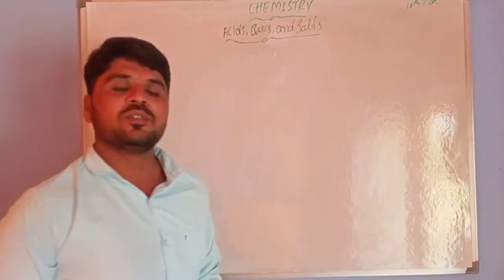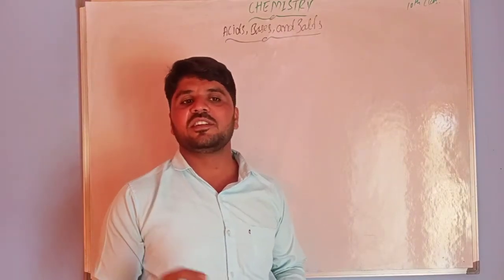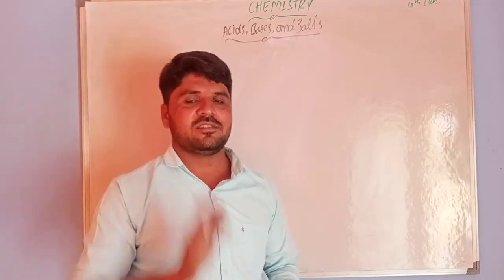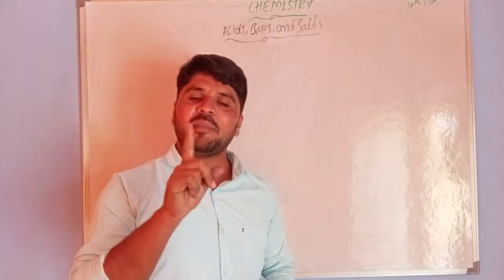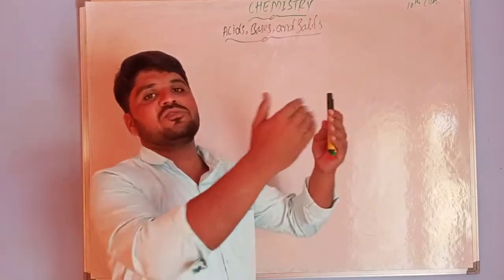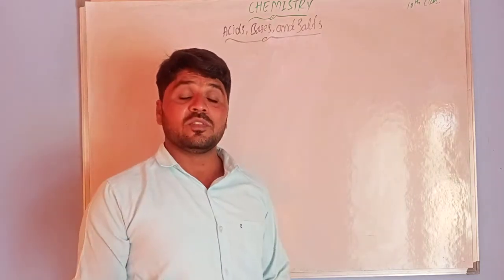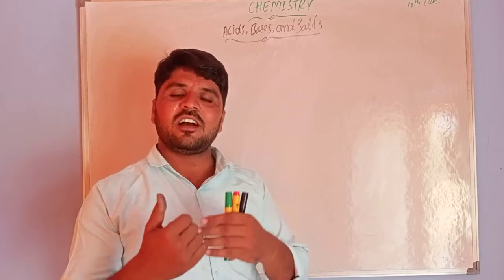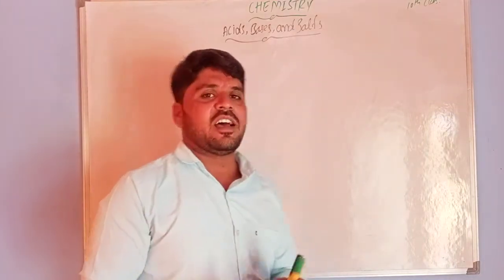In the last class we discussed one important chemical property, that is, metals react with acids and bases. When metals react with acids and bases, they produce hydrogen gas and the corresponding salts. Non-metals do not react with acids and also bases. This is what we already discussed in the last class.